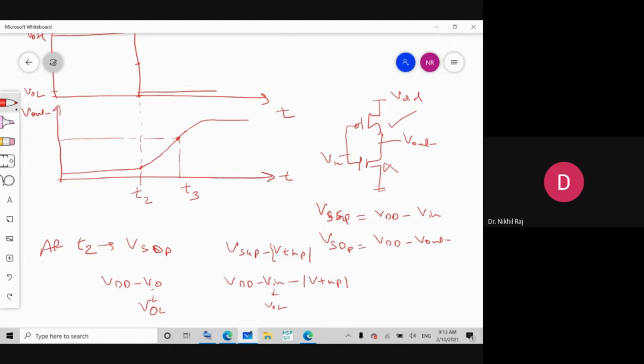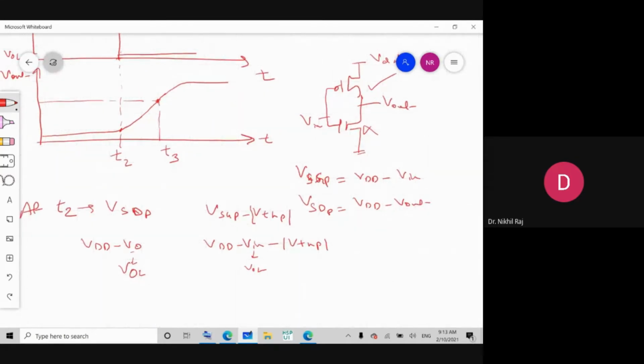So which relation will come here? Less than or greater than? If we check, it will be greater than or equal to. Once this relation holds true, which region is it? It is nothing but the saturation region. So we have identified at this point the PMOS will be in saturation.